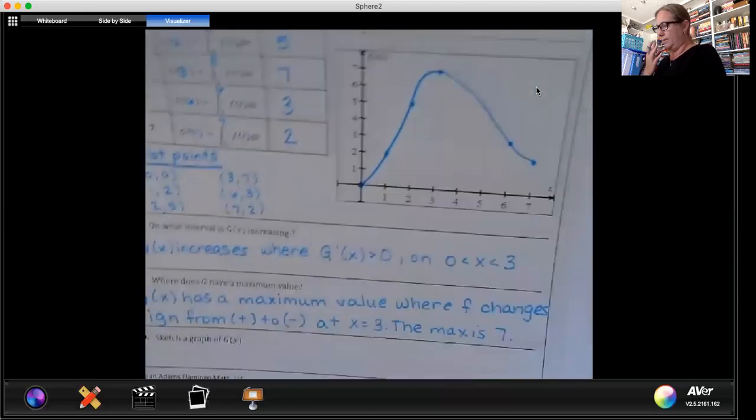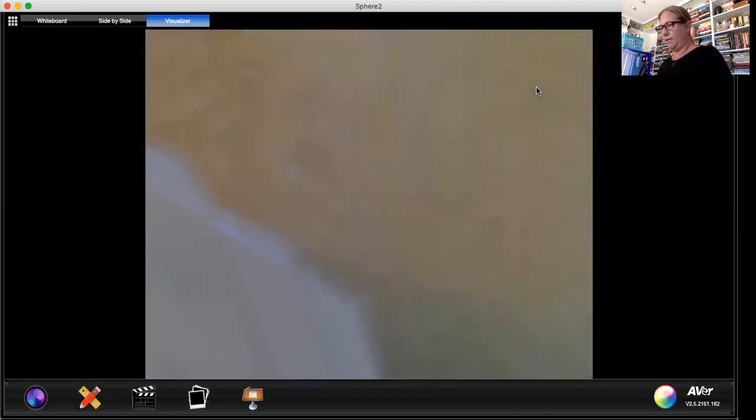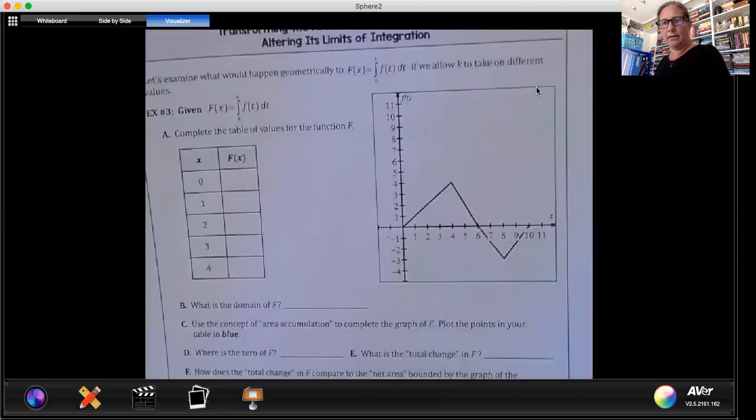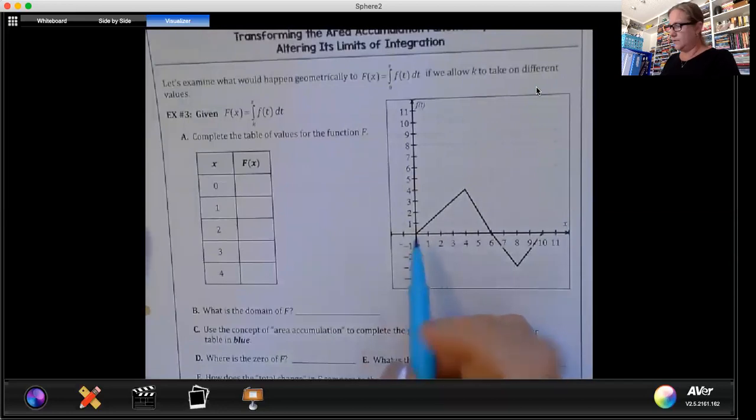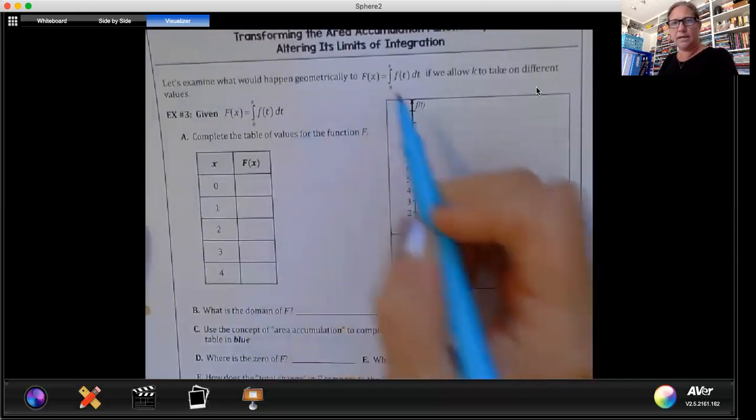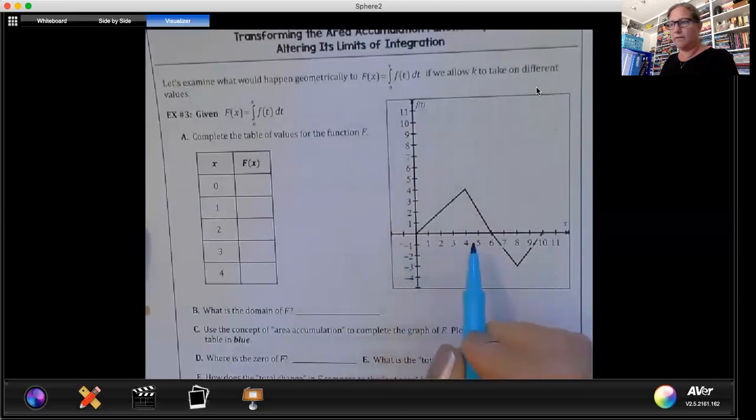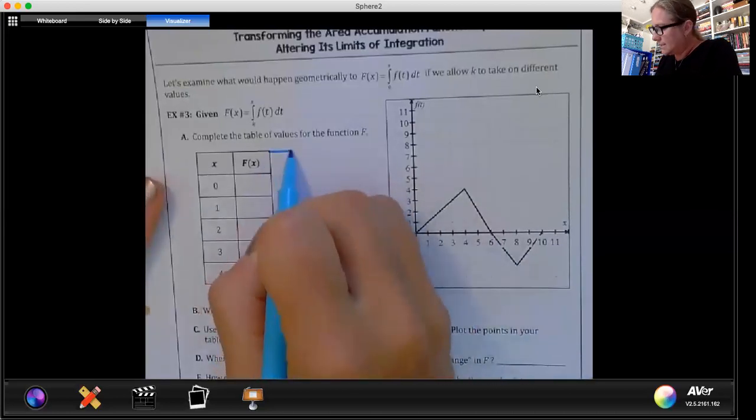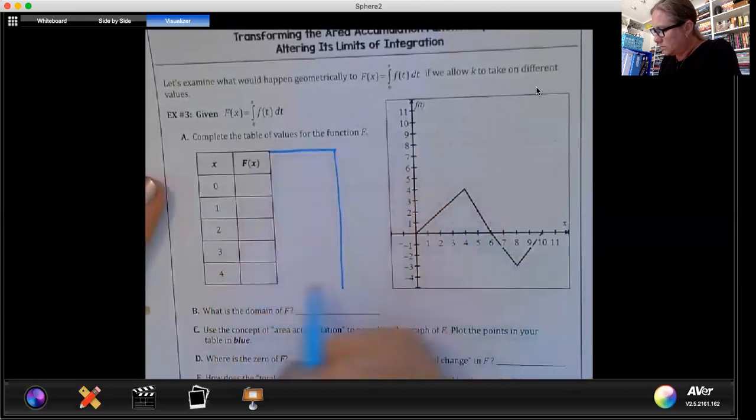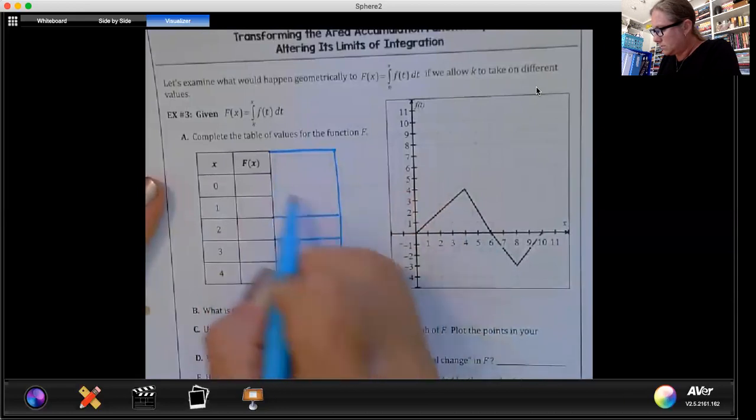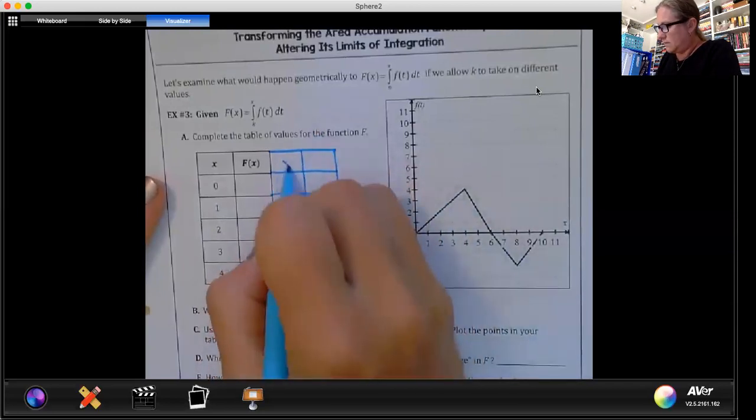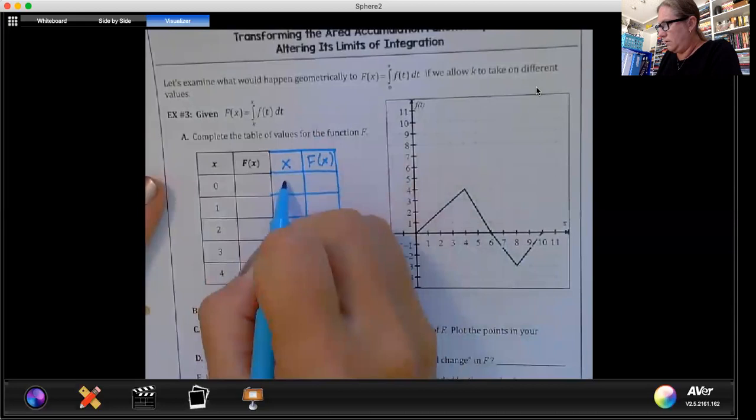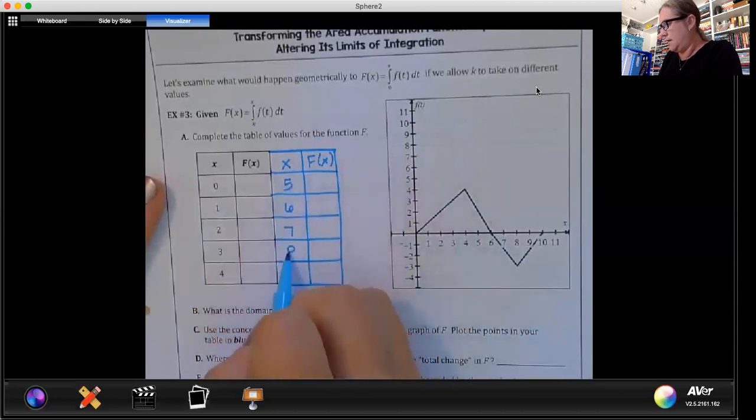You may want a piece of notebook paper. Example 4 is going to require that. Example 3, we can just use what we have right here. So complete the table of values for the function f. We're starting at 0, which is very nice, and we're going 0, 1, 2, 3, 4. And then we actually need to extend this chart and include 5, 6, 7, 8, and 10.